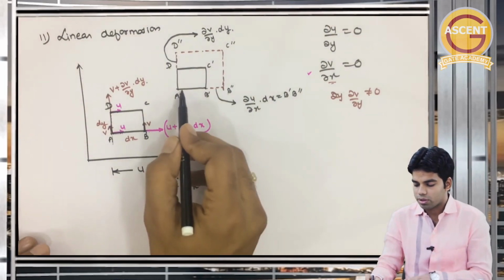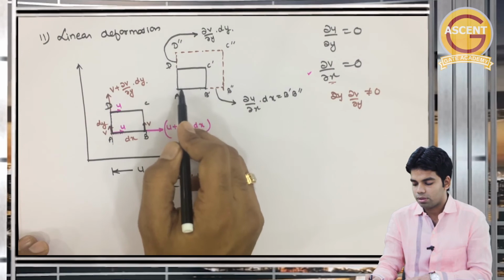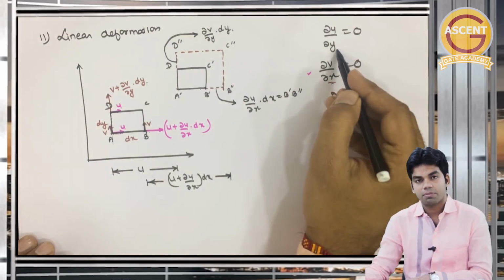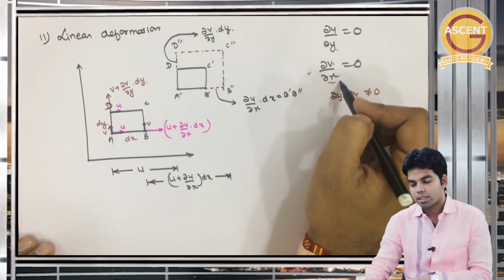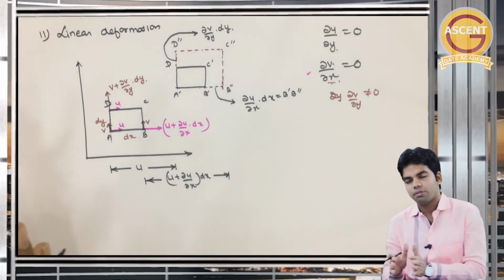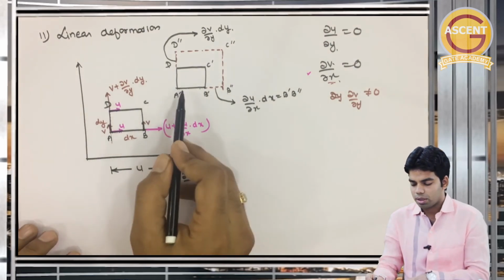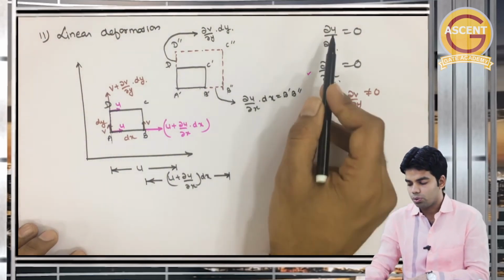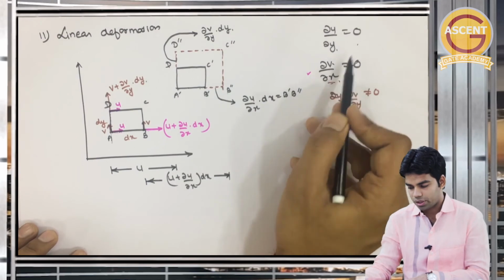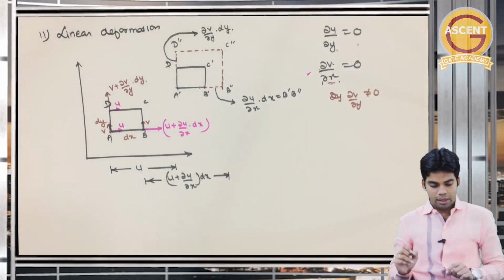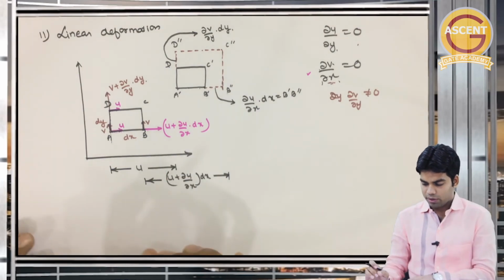Because the velocities are different at different points, but still one more thing: u is not changing with respect to y and v is not changing with respect to x. That means this element will still shift parallelly, because the component of velocity u is 0 in the y direction and the component of velocity v is 0 in the x direction. Getting this now? So this is the case of linear deformation.